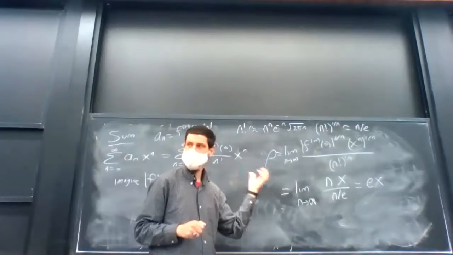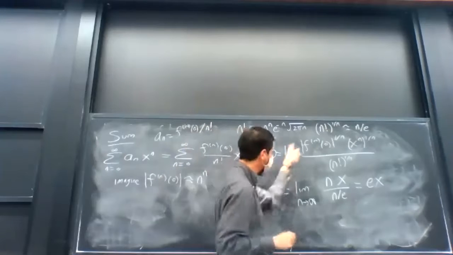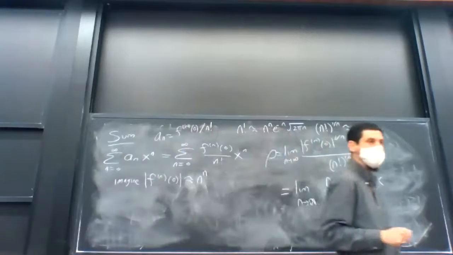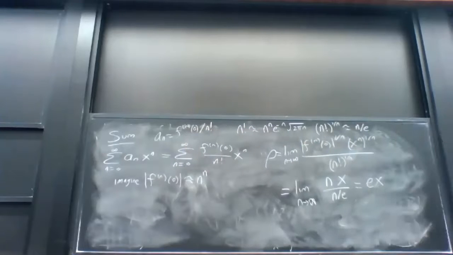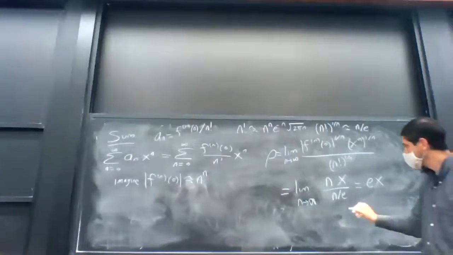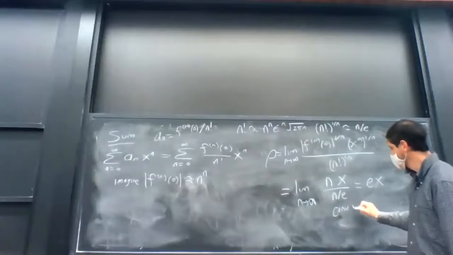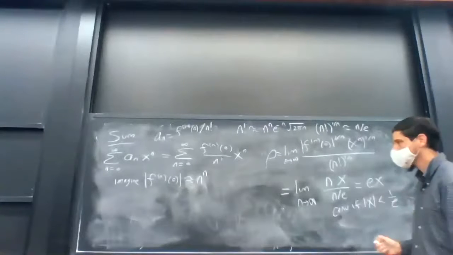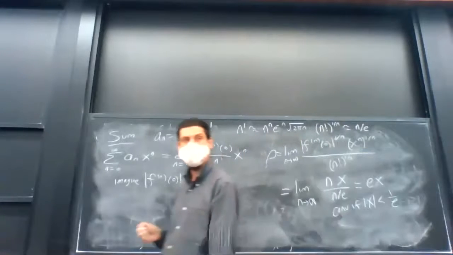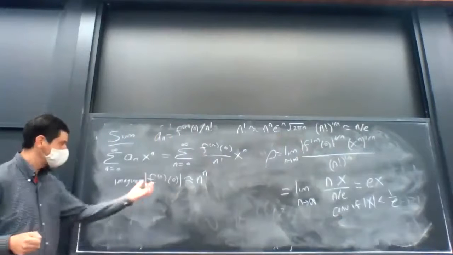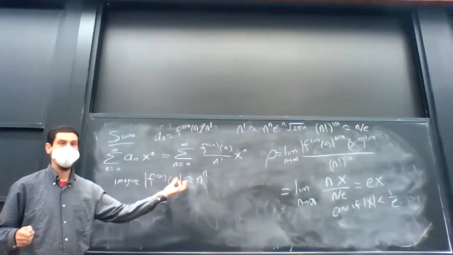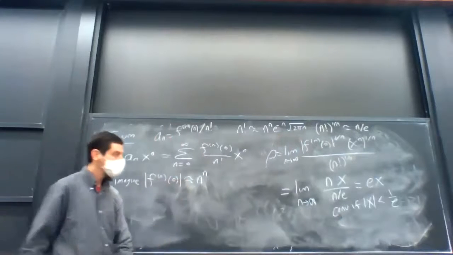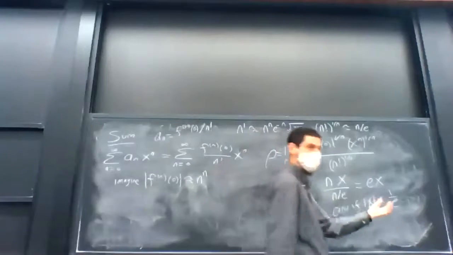We're using what test? We're using the root test, right? Rho is equal to ex. So when does this converge? Yeah, so it converges if the absolute value of x is less than 1 over e. So even if we're in a situation where the nth derivative is going really fast, n to the n, it's going faster than n factorial, we still have a decent radius of convergence.